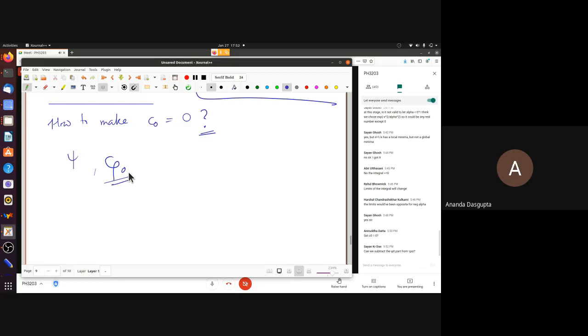Okay, I think that's one way of handling this. But the basic idea is, first of all this, if C0 is 0, what does it tell you about the relationship between psi and phi 0?